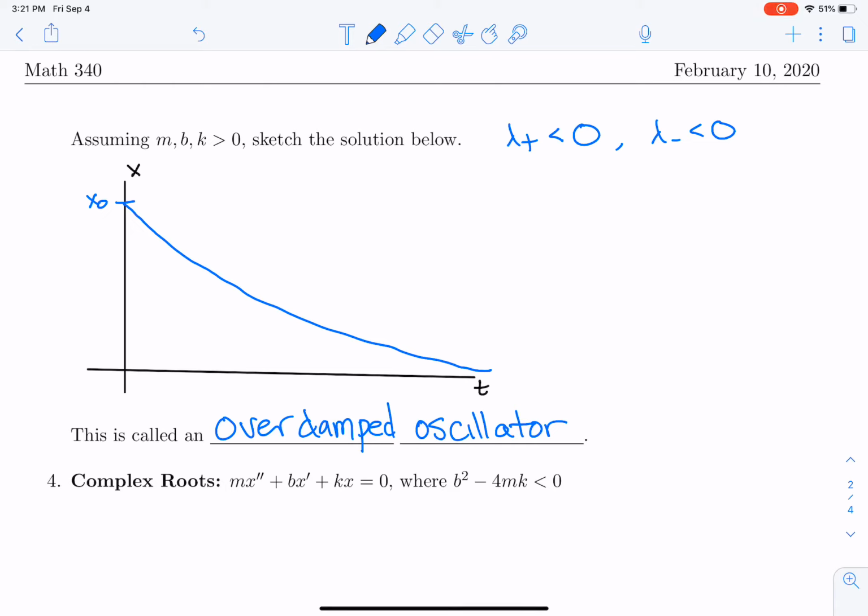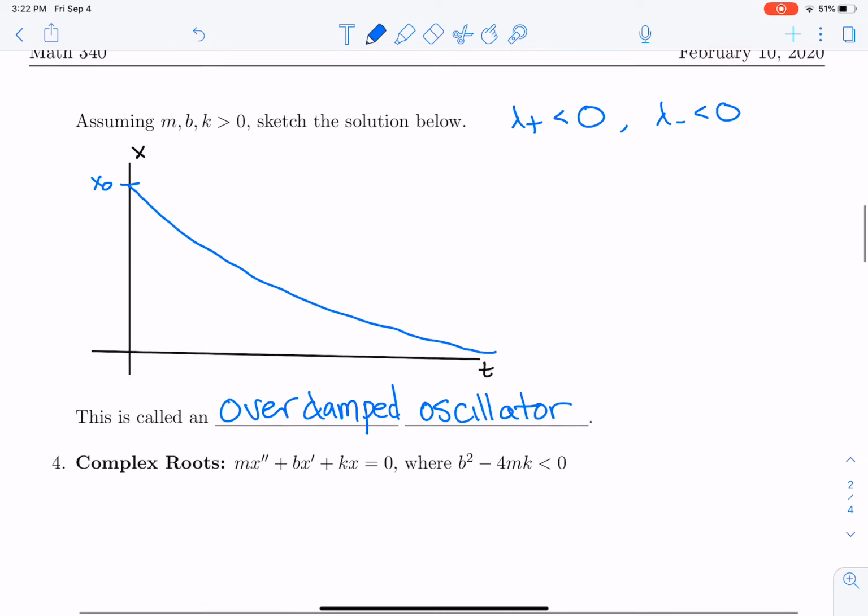What I like to think of is a door. Imagine you have a door that has some sort of shock absorber on it, something to make it close slowly, so that when you open the door and release it, that door slowly moves back into position. That is what I think of when I think of an overdamped oscillator, a door that slowly moves back into position.